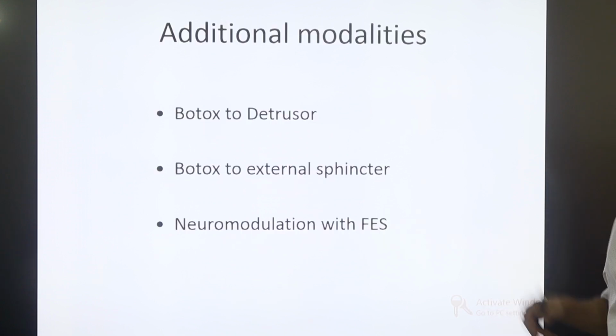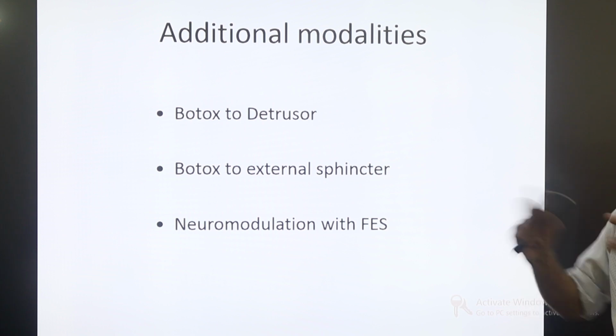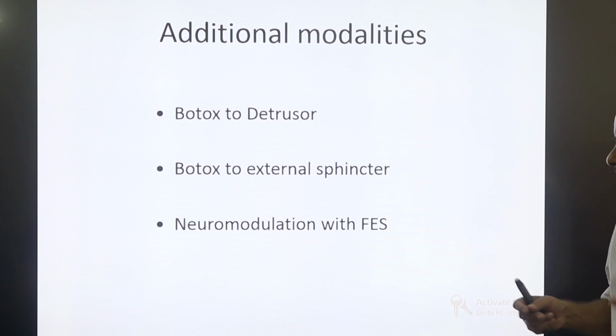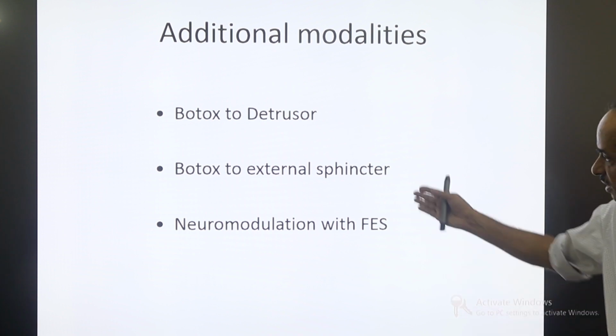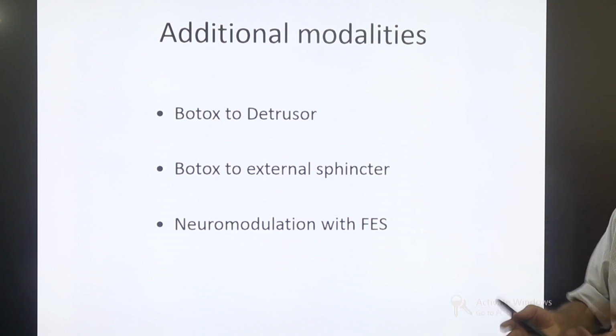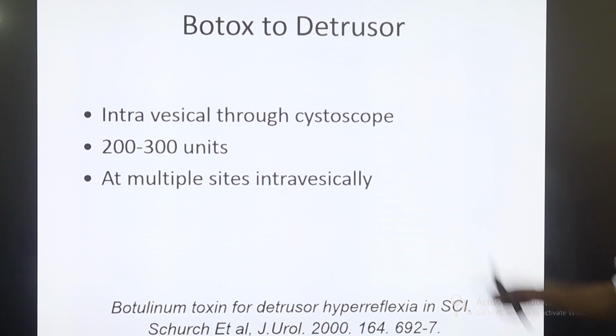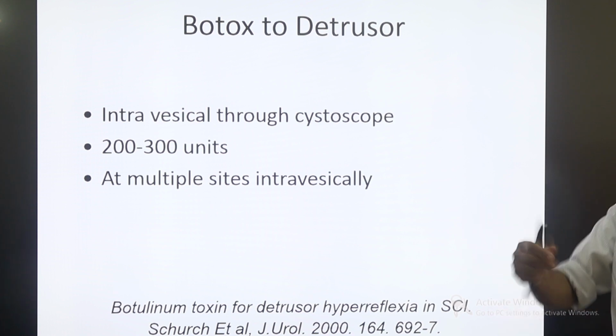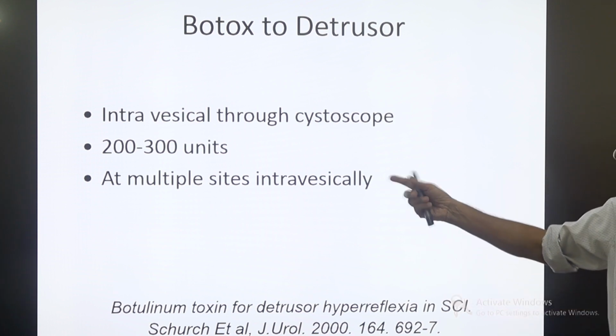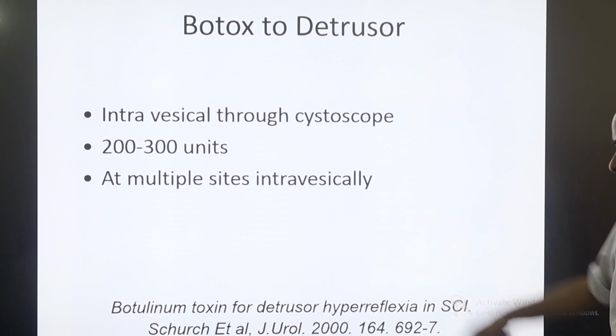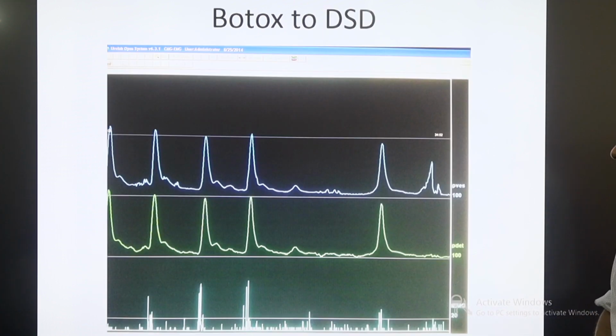Additional modalities are Botox into the detrusor to reduce the tone, because acetylcholine is the mediator there. Instead of sphincterotomy, Botox to the external sphincter is required, and neuromodulation with functional electrical stimulation. The Botox into the detrusor is given with a cystoscope and a syringe, and we can inject about 200-300 units at multiple sites as required. Infection is a major problem we have to be careful about.